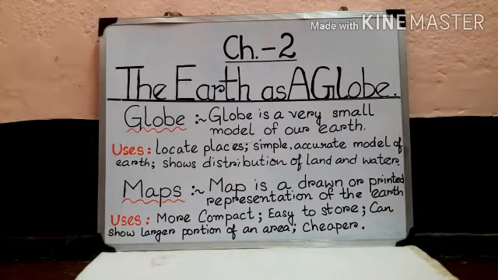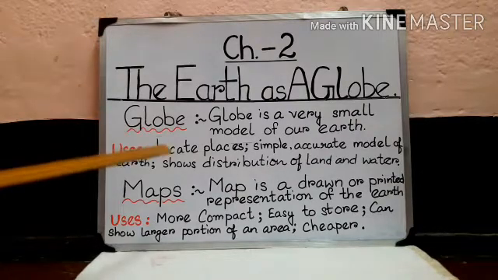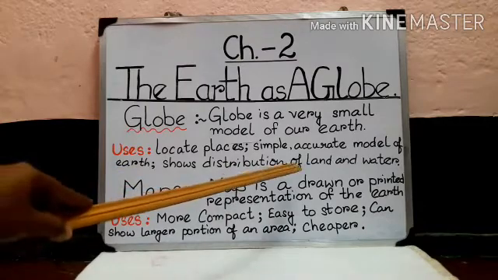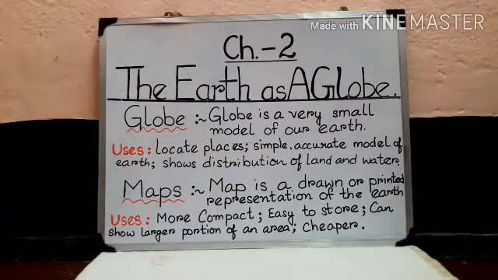Next, it shows the distribution of land and water. And it shows the correct shape and size and location of the countries and continents and oceans on globe. So we can see that globes are useful to have a realistic idea of how the seas and land masses are situated on planet Earth.